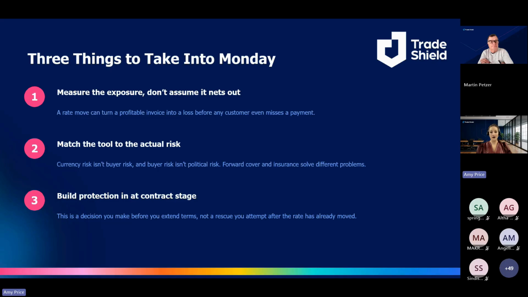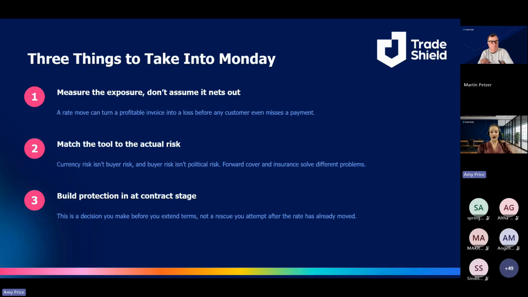The second one is to match the tool to the actual risk. So currency risk is not the same as the buyer risk, and the buyer risk is not the same as the political risk. So you want to make sure, are we doing forward cover with fixed rates? Is there commercial credit insurance cover that we need for this buyer? Yes or no? And is there any political risk insurance that we need for that particular country? Before we start sending things out.